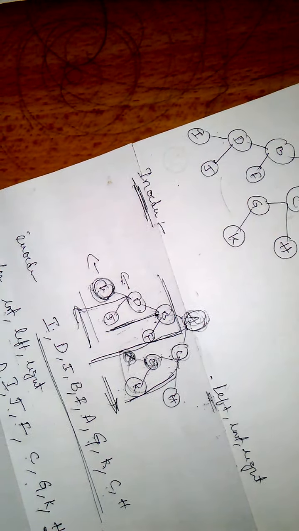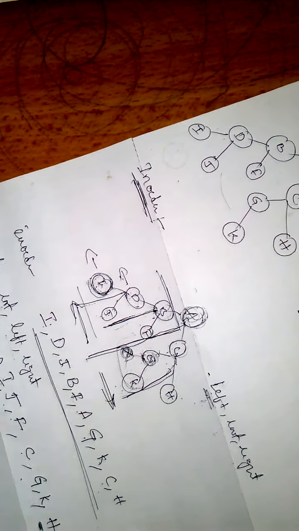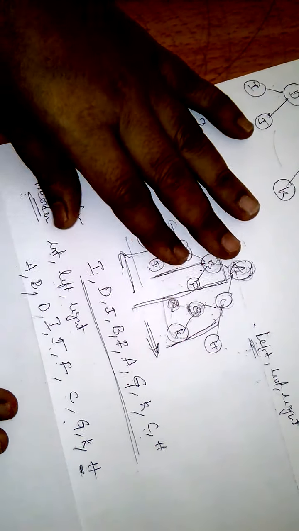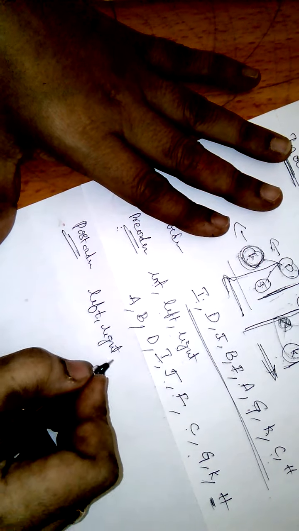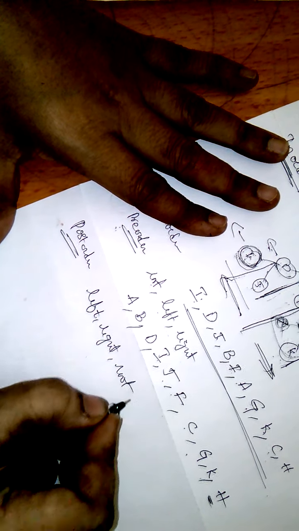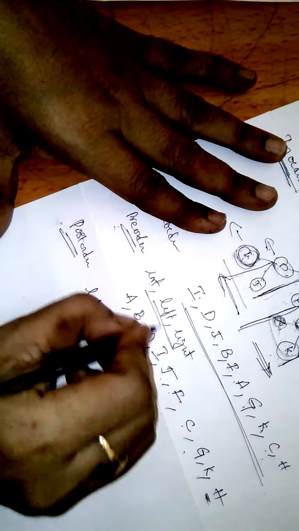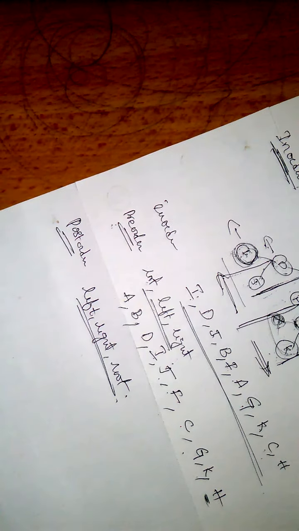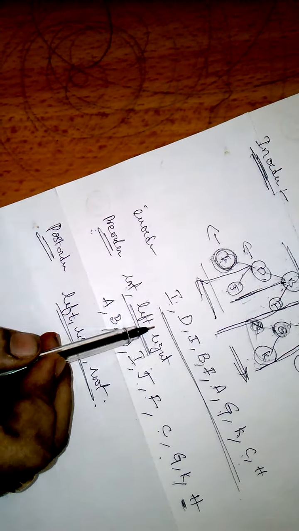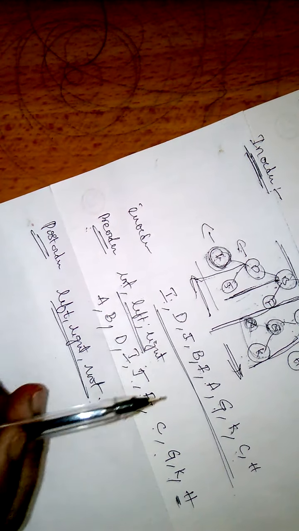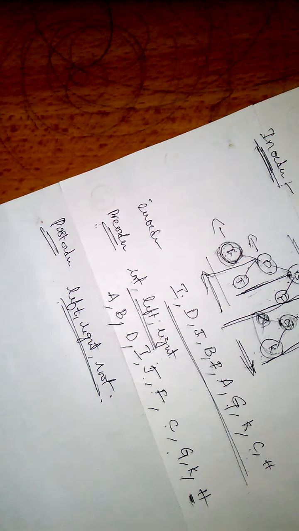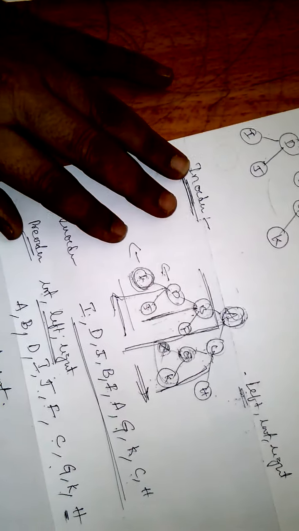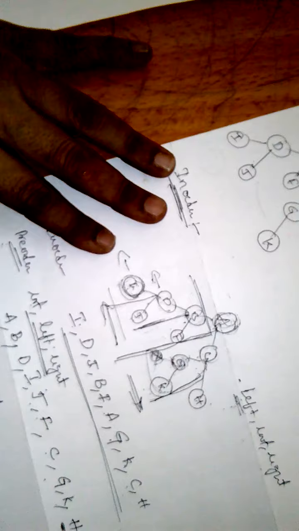Then we see post order also. Okay. Post order means how we have to visit: first left, then right, and root. Okay, left, right, root. Pre-order means root, left, right. Post order: first visit left child, then right child, and then root. So for the same example we will see.